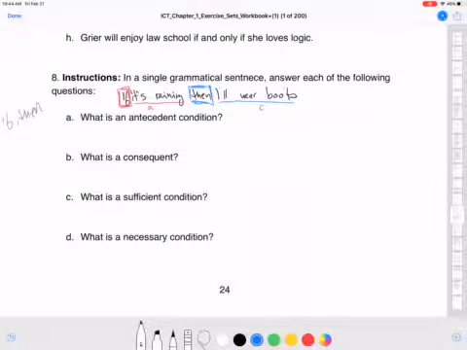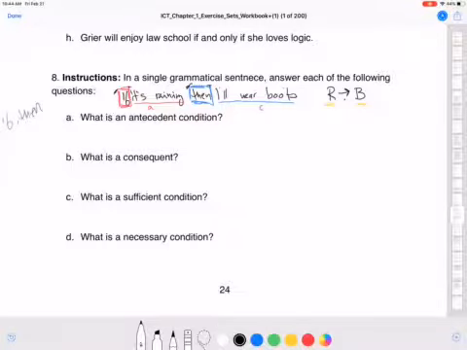If I were to write this in symbolic logic, it would be written like this: if it's raining, then, with the arrow as the symbol for the if-then statement, I'll wear boots. What comes before that arrow is called the antecedent. What comes after the arrow is called the consequent. In language, if by itself introduces the antecedent, and the then, which is where the arrow would go, introduces the consequent.